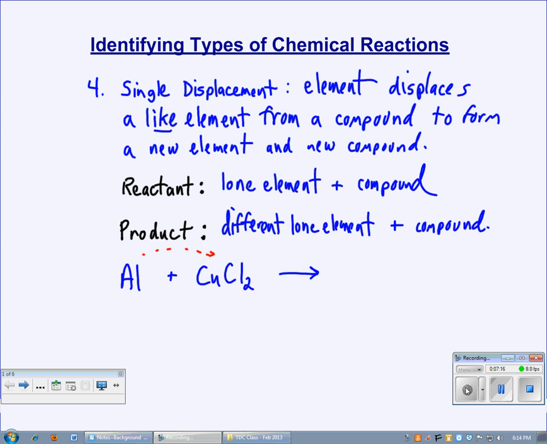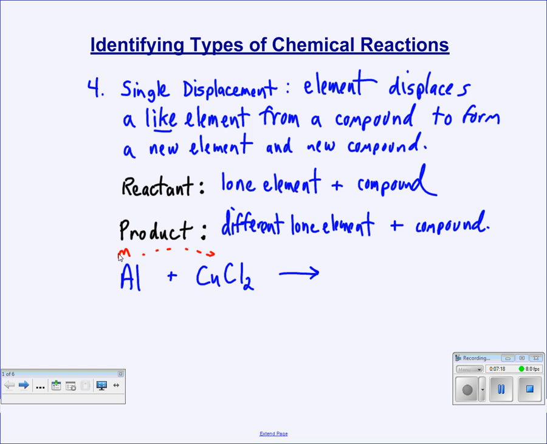Again, aluminum would approach copper because aluminum is a metal, copper is a metal, and that's who's going to want to exchange dance partners. Aluminum will tap copper on the shoulder. Copper lets aluminum cut in, so copper is going to be by itself, the new lone element on the product side. So the formula for our products, first one is the easier one to write. It's just whatever element this is, copper.